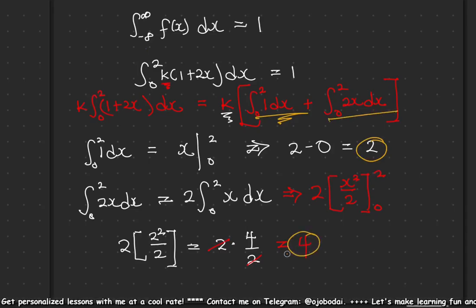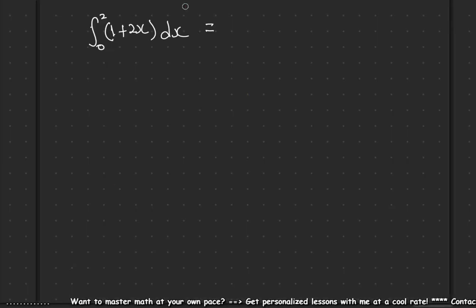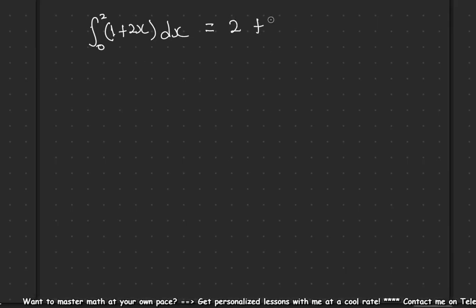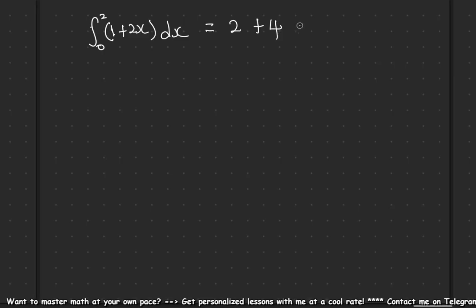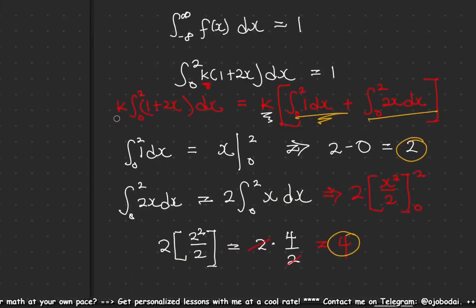So we now substitute it back into this one to get the answer for our integration, right? So let's move to the next page and do that. Solving now by doing our substitution, we had 2 plus 4, and that gives us an answer of 6. But let's take note that from here there was a k that was introduced.